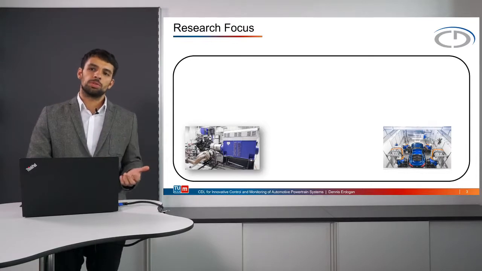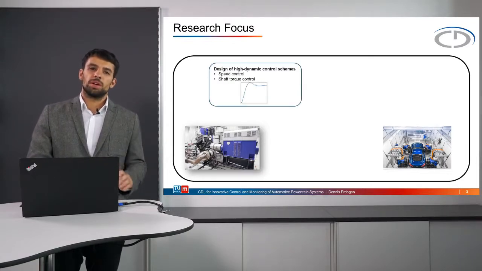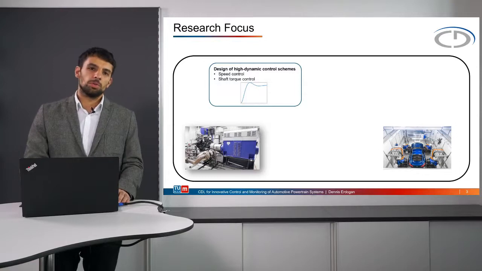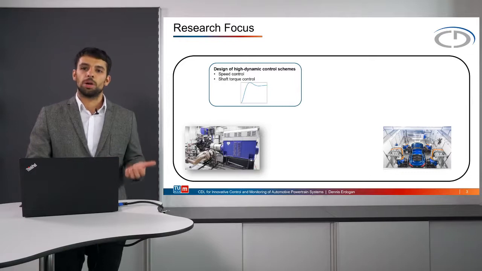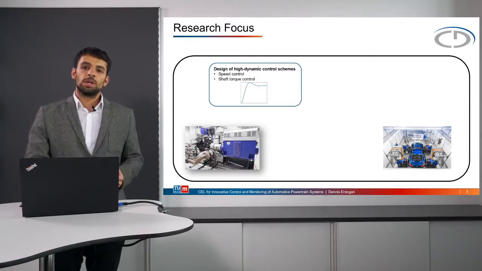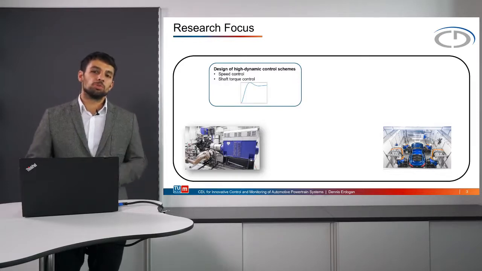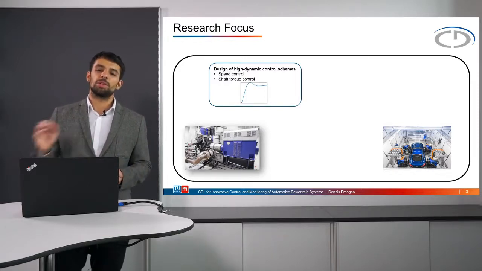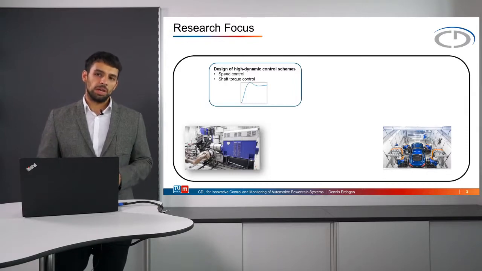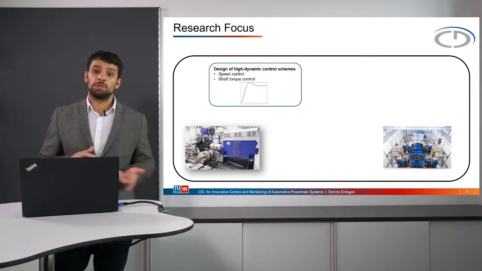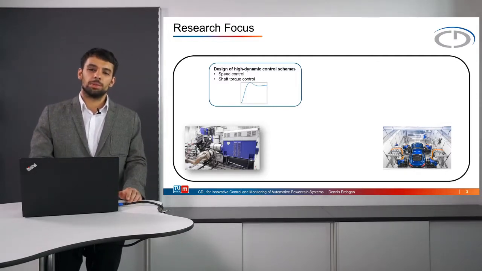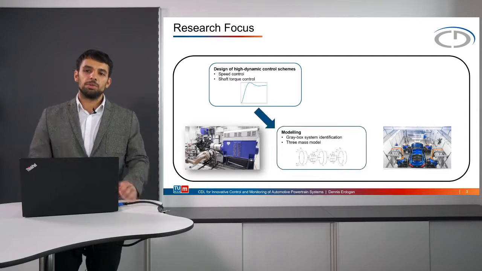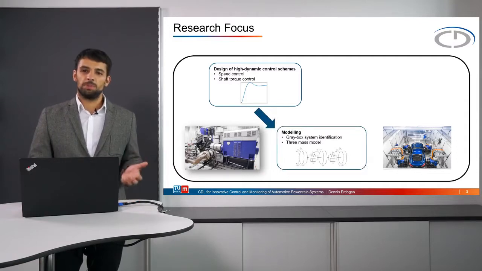The research focus is first of all the design of high dynamic control schemes, for example, shaft or speed control on engine and powertrain testbeds. This is done because if the load machines are not able to reproduce the behavior which is given by the simulation fast enough, an error will occur that accumulates. For sophisticated control schemes, accurate models are necessary. Therefore, another research focus is the modeling of testbeds.